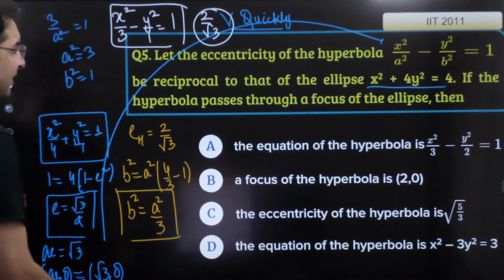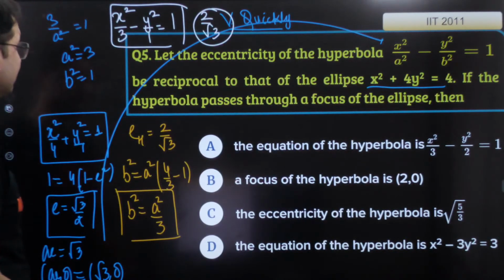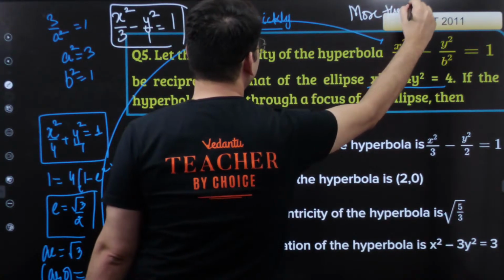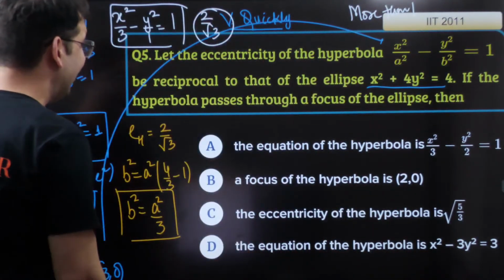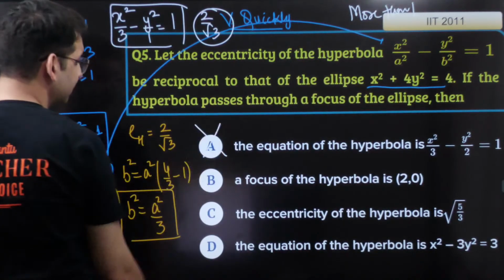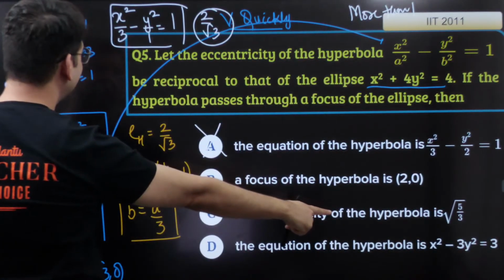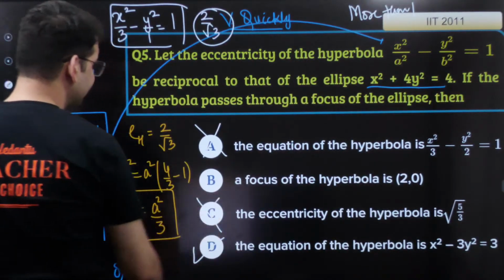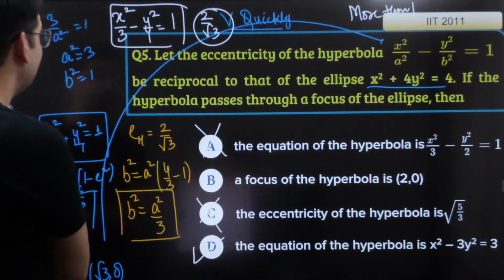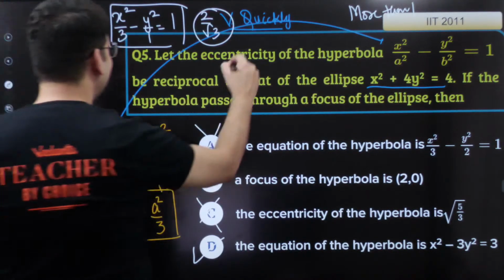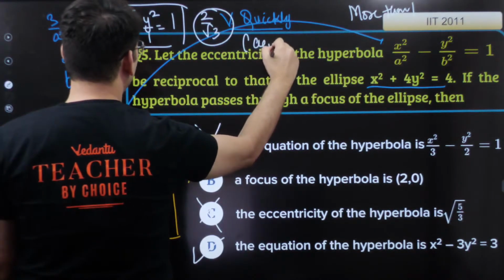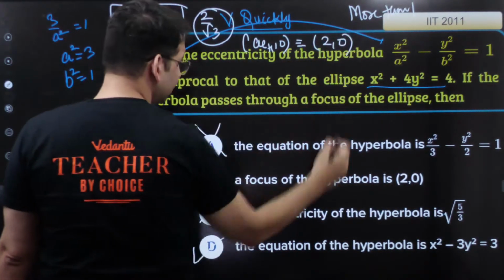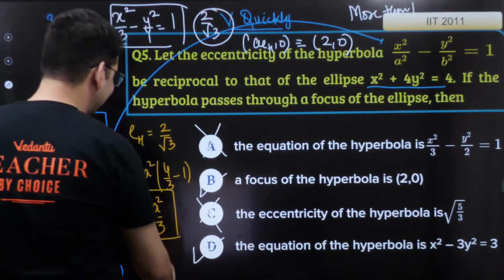This is the eccentricity. Now let's see, this is also more than one correct, guys. Equation of the hyperbola is this, wrong. Equation of hyperbola is this, x square minus 3y square is 3, this is right. Eccentricity is wrong. Focus of the hyperbola is going to be AE comma 0. A is root 3, so it is going to be 2 comma 0. So 2 comma 0 is again right. So B and D are the correct ones.